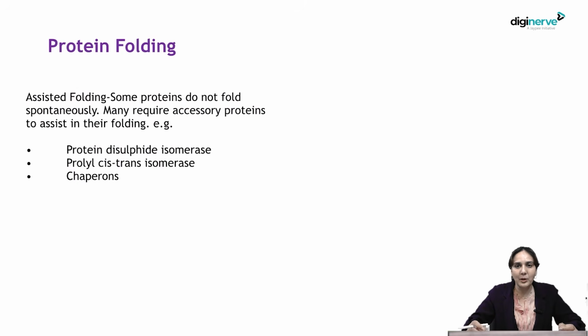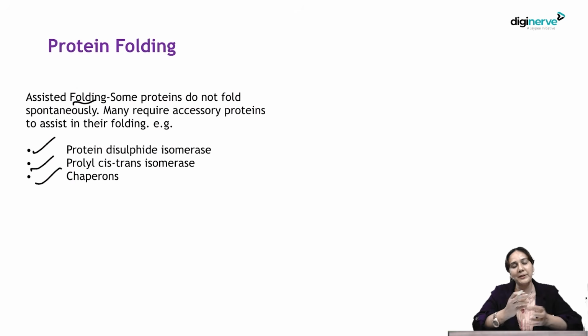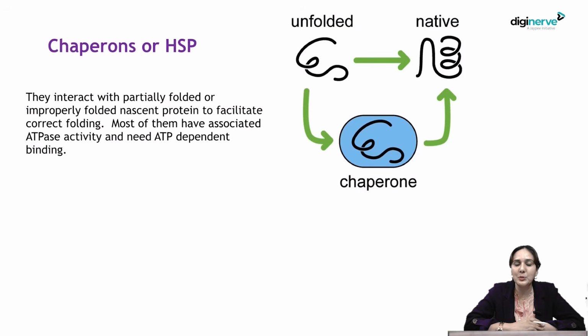But sometimes in the body, the folding requires assistance. In assisted folding, some proteins do not fold spontaneously. They require some accessory proteins which help them to fold, like protein disulfide isomerase, prolyl cis-trans isomerase and chaperones. These are the proteins which help the proteins to get folded so that they can become biologically active. Chaperones are also known as heat shock proteins. How do they work? They interact with the partially folded or improperly folded protein and facilitate the correct folding, so that they can be functional.